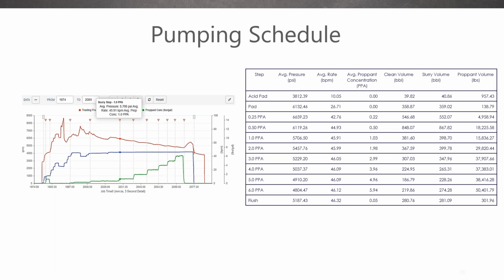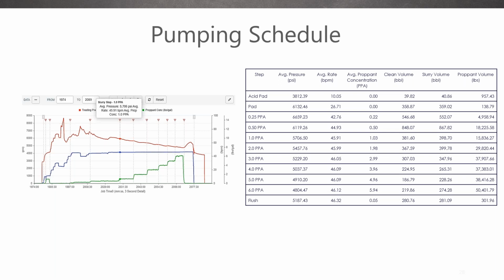So again, it's not to predict a pumping schedule. The idea is to take a historic pumping schedule and reverse engineer the schedule that was actually pumped, instead of having an engineer go in manually and label, here's the acid, this is how much acid was pumped, here are the different proppant blocks, here are the concentrations. That takes time to go in and label it yourself.